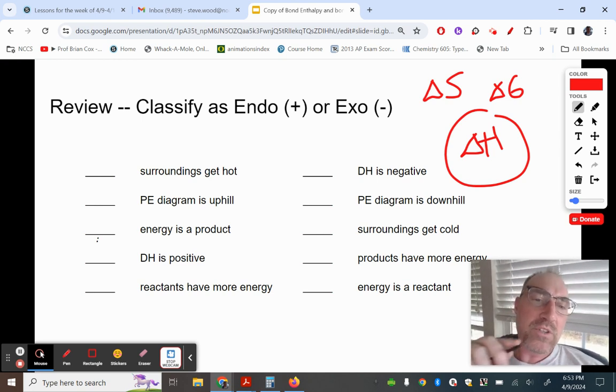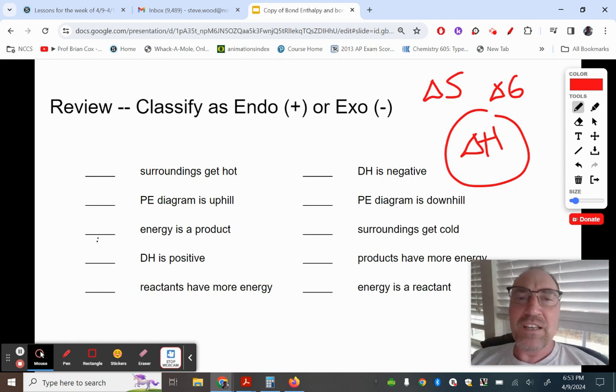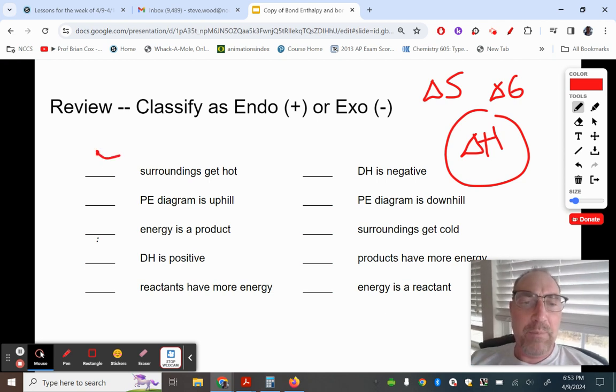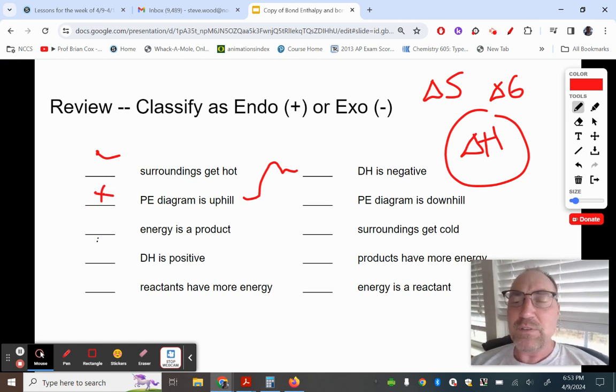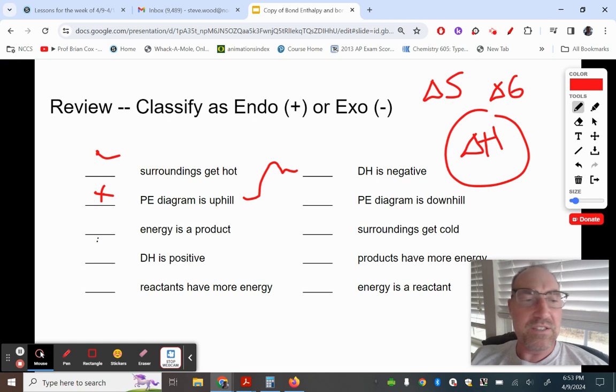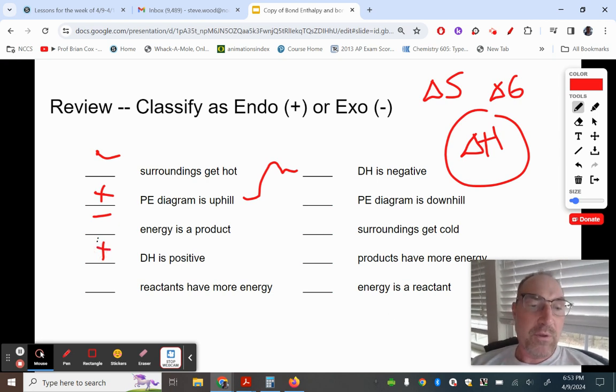Okay, so first off, let's talk about when the surroundings get hot. That means the system is releasing heat, so that's negative. An uphill diagram, something like this, would be positive, right? That's endothermic. Energy is a product, so oftentimes they'll write it like, energy is released, so this would be negative. Delta H is positive, so it would be endothermic.